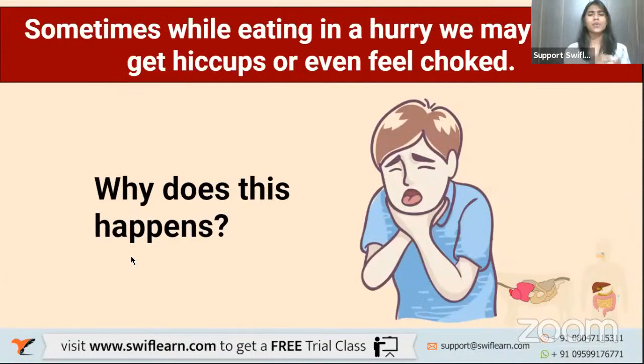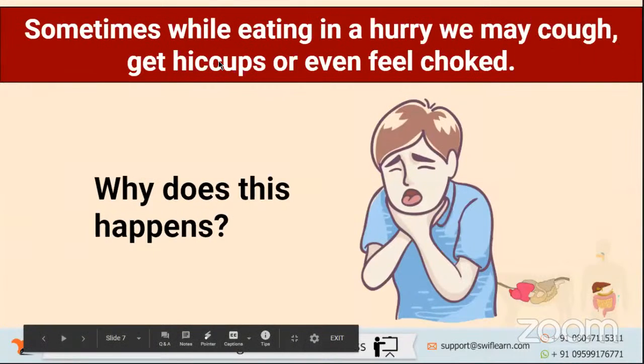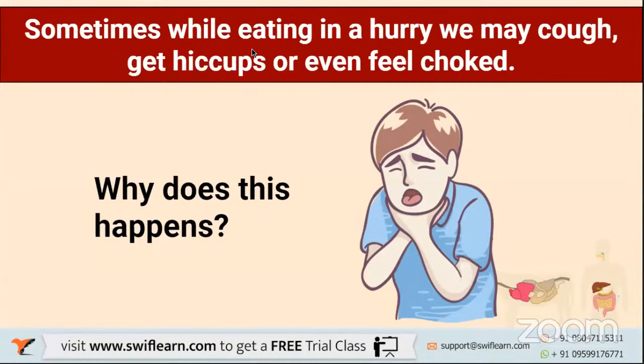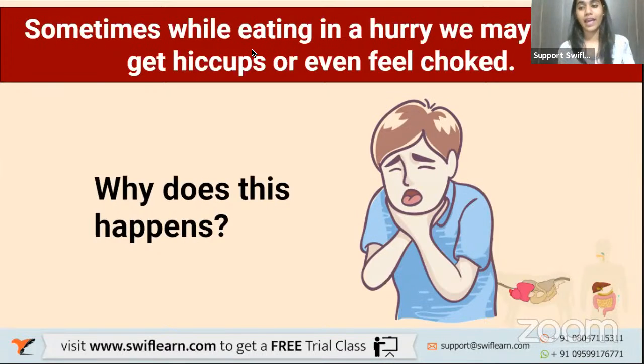now sometimes when you are in a very hurry, when you are eating very fast, you must have noticed that sometimes you have hiccups and cough, or you feel like a choking sensation happens, right? So why does that happen? Why is it that when you eat fast you feel like coughing, or you get hiccups, or you feel choked? See, that happens basically because we have two pipes, right? We have a food pipe and we have a wind pipe, right? Food pipe takes the food down from the mouth to the stomach.